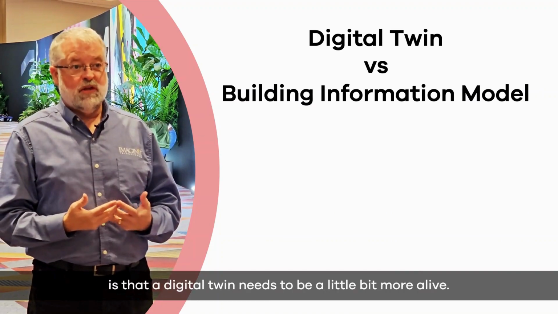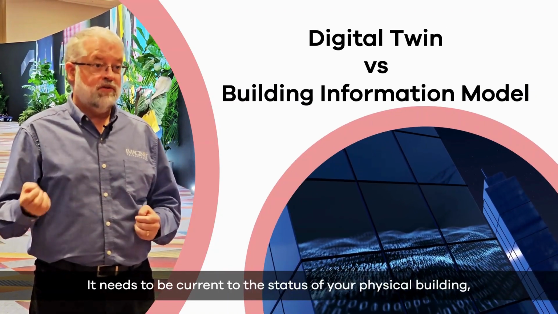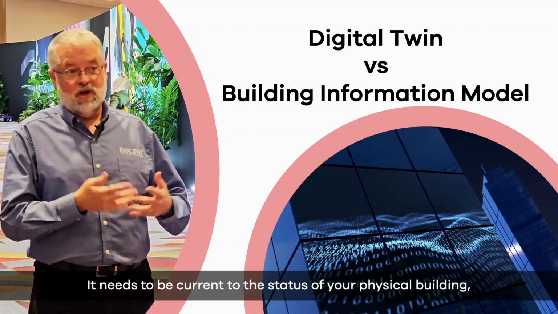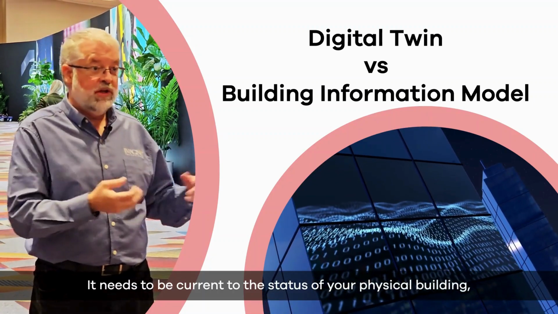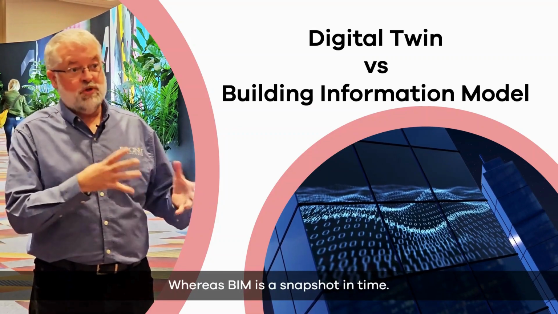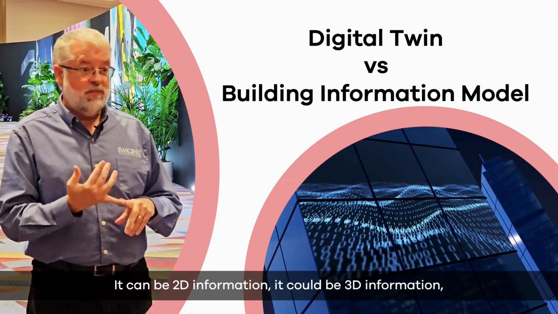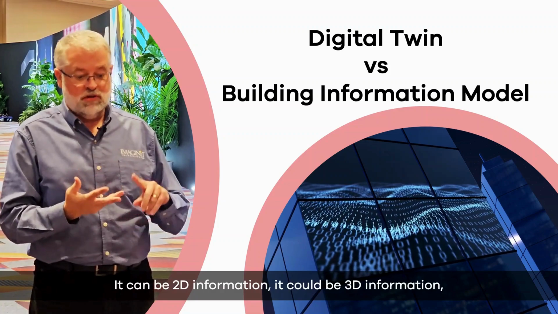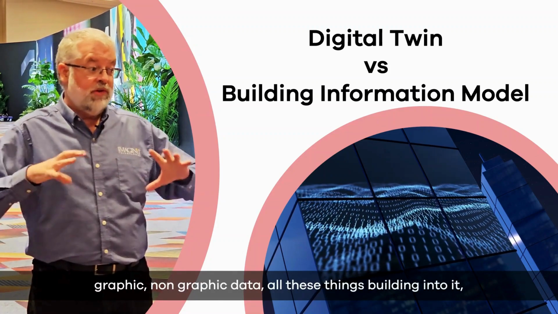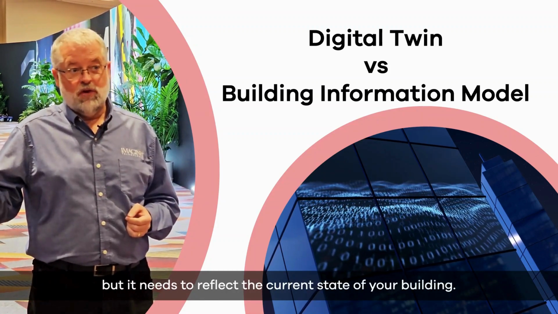a digital twin needs to be a little bit more alive. It needs to be current to the status of your physical building, your physical asset out in the field. Whereas BIM is a snapshot in time, digital twin needs to take that information. It can be 2D information, it can be 3D information, graphic, non-graphic data, all these things building into it, but it needs to reflect the current state of your building.